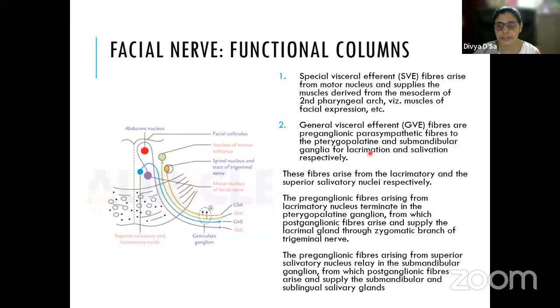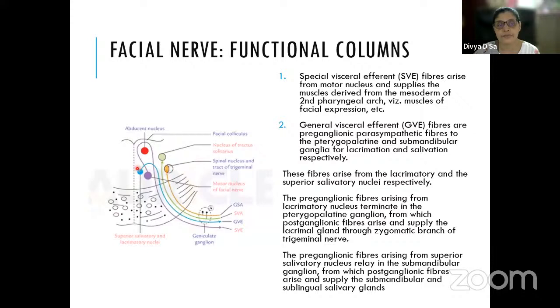Now these preganglionic fibers come from the lacrimatory nucleus. Okay, you can see here there is the lacrimatory nucleus as well as the superior salivatory nucleus. So all these fibers are coming here. This purple thing is the motor nucleus. So from this motor nucleus, we have the special visceral efferent fibers.